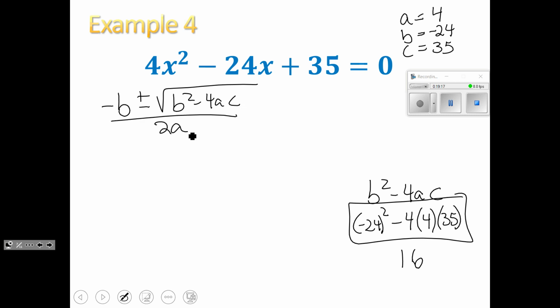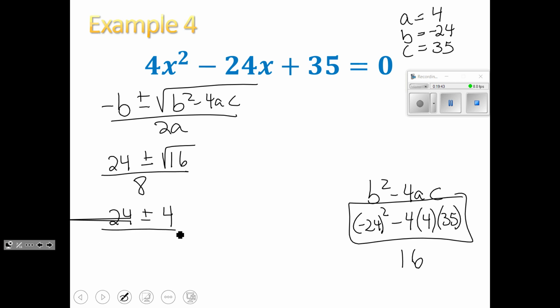So the opposite of b is going to be positive 24 plus or minus the square root of 16 over 2 times a, which is 2 times 4, which would be 8. So is this one that you leave, or is this one that you keep going? I would say keep going because 16 is perfect. The square root of 16 is plus or minus 4 over 8. So then you can separate it out: 24 plus 4 over 8 and 24 minus 4 over 8.